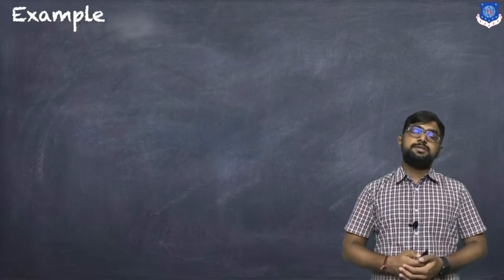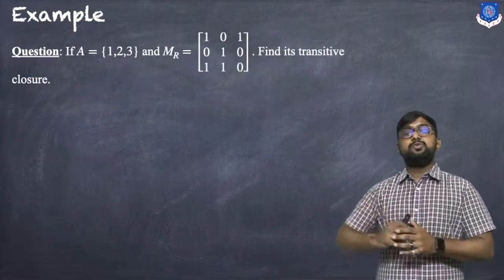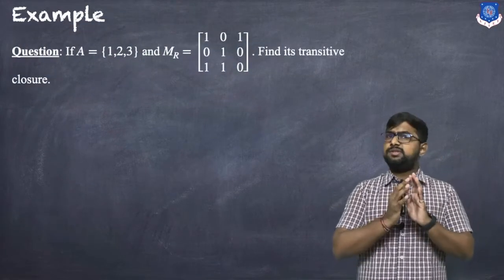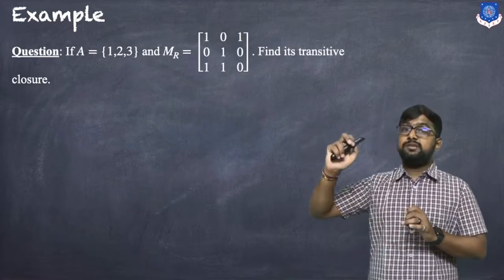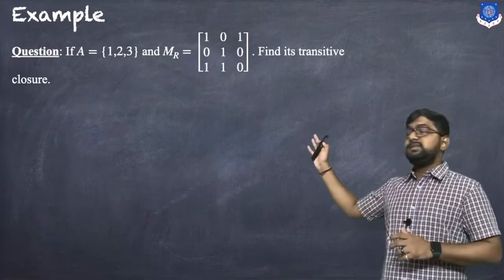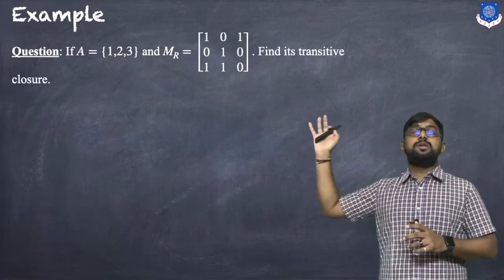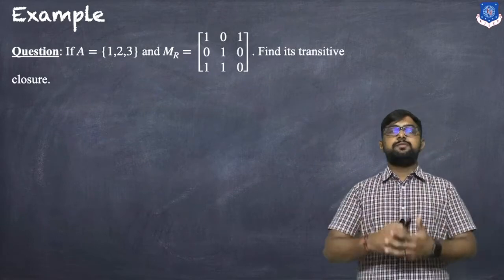So let us discuss an example. The question is, if A equals 1, 2, 3, the given set is 1, 2, 3, and MR, which is the matrix of the relation, or in short the relation matrix, is given as 1, 0, 1, 0, 1, 0 and 1, 1, 0. Now find its transitive closure.